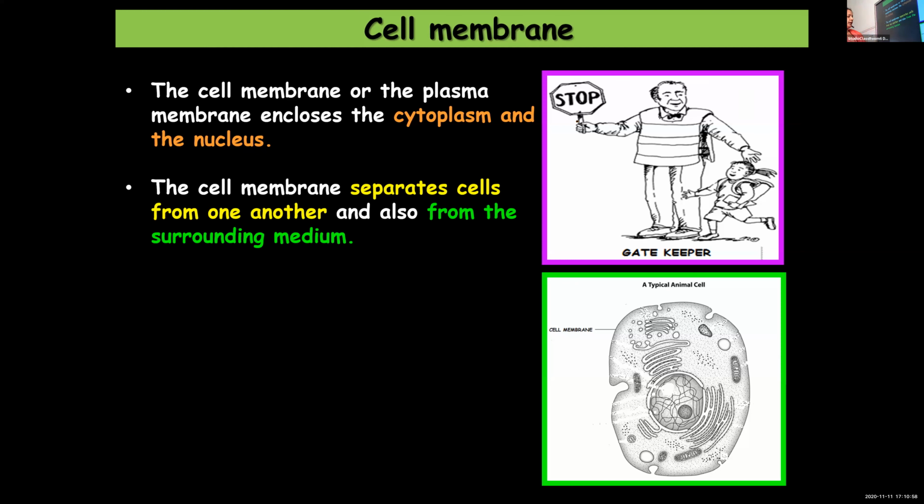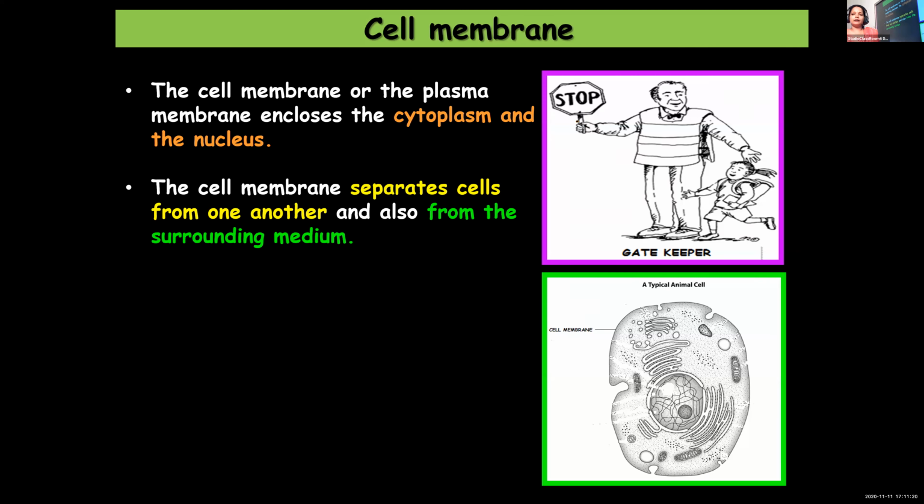The cell membrane separates. Now we are seeing the functions. What are the functions performed by the cell membrane? They will separate the cells from one another and also from the surrounding medium. So just like we have four walls for a classroom, just take the case of a classroom.